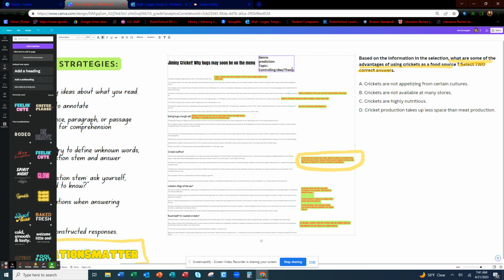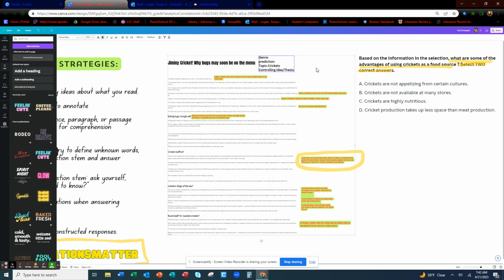And then your controlling idea. Your controlling idea comes after reading the entire passage. You will decide, what is it the author wants me to know? What is it that I'm supposed to know about the topic? Okay, I'm reading possibly about crickets, but what is it that the author wants me to know about crickets? So here, my topic is crickets. But then, what is it that the author wants me to know about crickets? I would come up with my own idea and I would write that out.